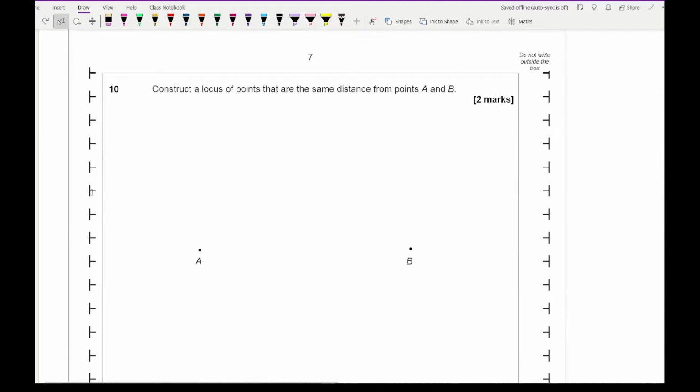Then moving on to question 10, it says construct locus points that are the same distance from points A and B. So what we need to do here is a perpendicular bisector. So for this, you're going to need your compass. And again, I'm just going to do a really bad sketch of what your compass will look like. And there is the pin.